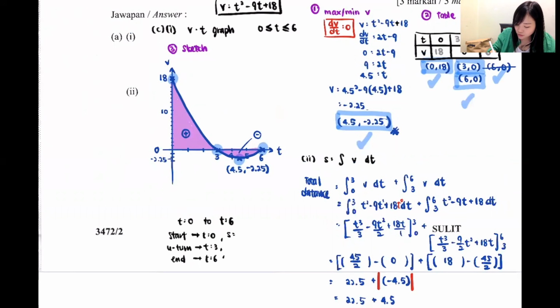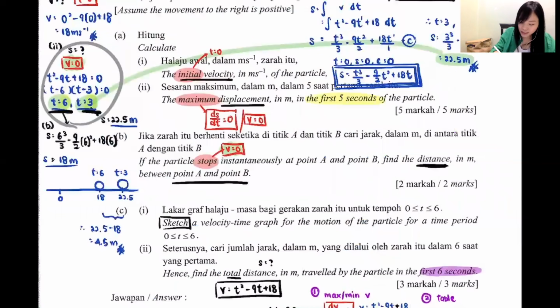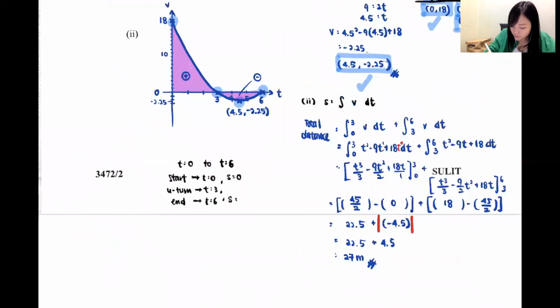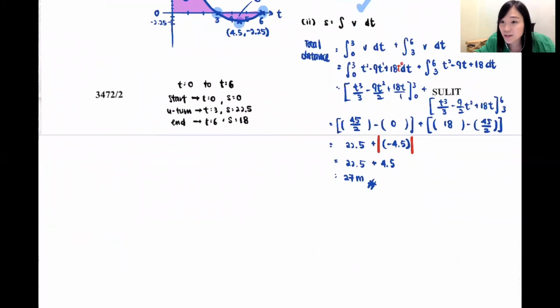So where they start, you start at 0. Where they end at 6. So 6, what do you guys get here? S equals to 6, just now you guys get 18. S equals to 3, just now you guys get 22.5. So you see, this one will be 22.5. This one will be 18. Actually, I no need to purposely use integration because I already found everything. You just need to draw it out.